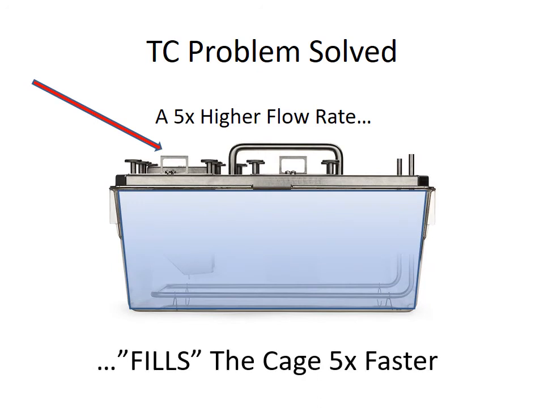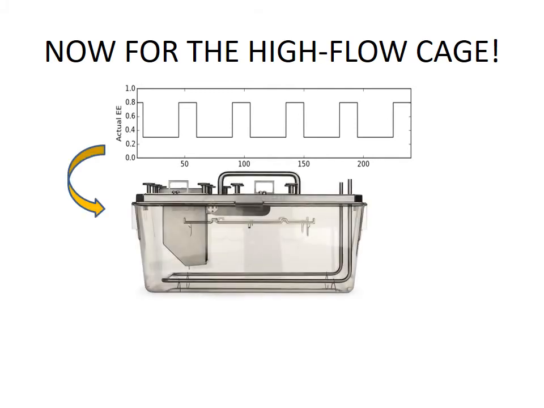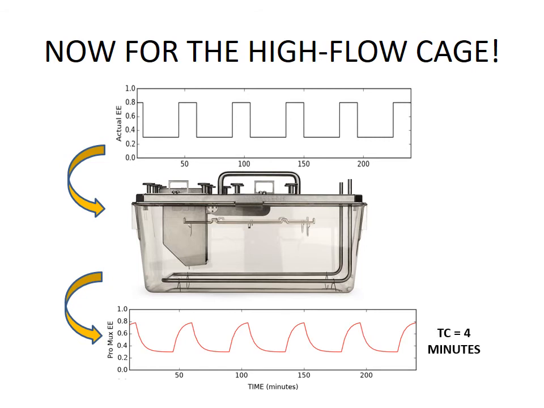Now, here's our 5 times higher flow rate. Look, it filled the cage 5 times faster. Now let's repeat our experiment to see the effect of the cage at a higher flow rate, 5 times higher, and you can see we're now looking at something that much more closely resembles the underlying metabolic signal.